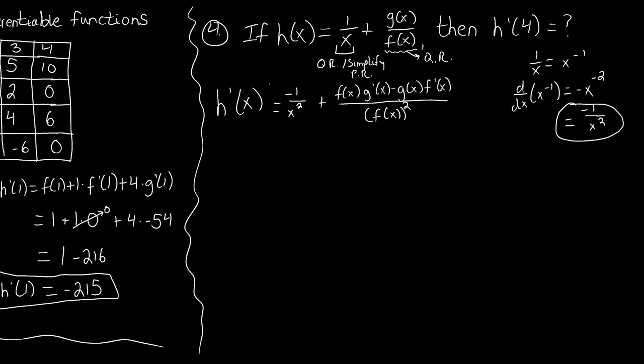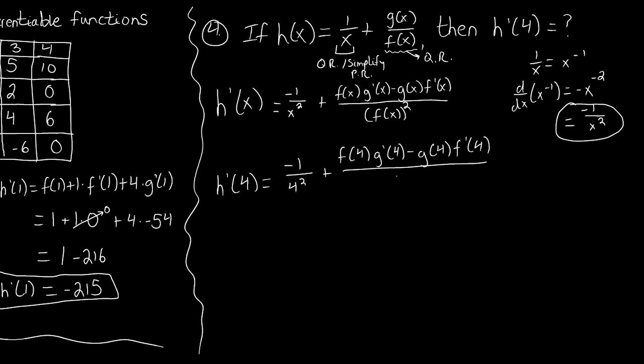Okay, so we found our derivative. But now the question asks us to evaluate that at x equals 4. So h prime of 4 is going to become negative 1 over 4 squared plus f of 4 times g prime of 4, minus g of 4 times f prime of 4, all over f of 4 squared. The reason this became 4 squared is because this was just an x, so we were plugging in 4 for x. So let's evaluate this. This becomes negative 1 over 16. Simple enough, we're good to go there.